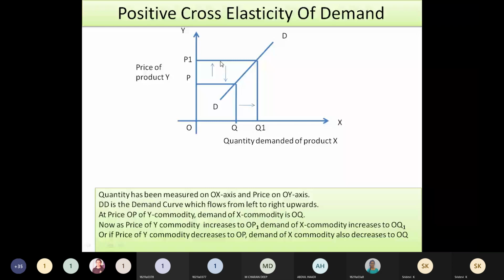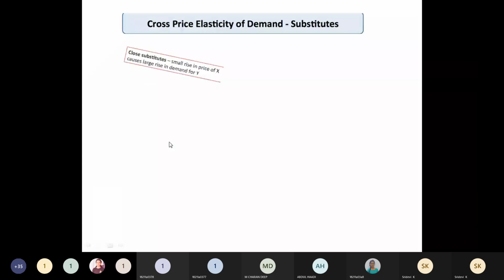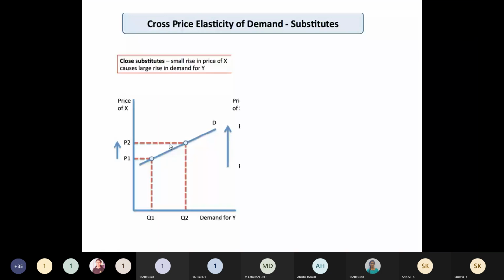So substitutes we can take as of two types. When there are closed substitutes, a small rise in price of X will cause a large rise in demand of Y. Okay. If they are not closed substitutes, in such a case, there won't be that much of effect of sales in the product X. So this is how we can show.